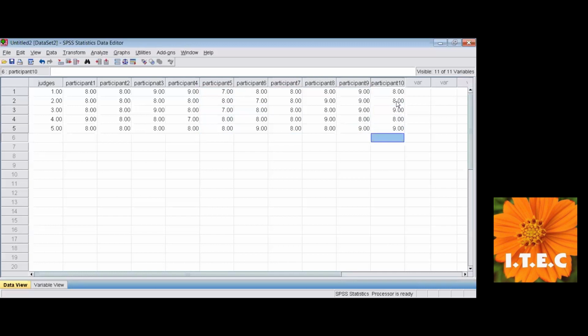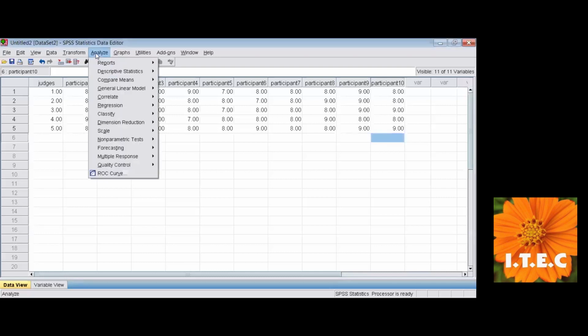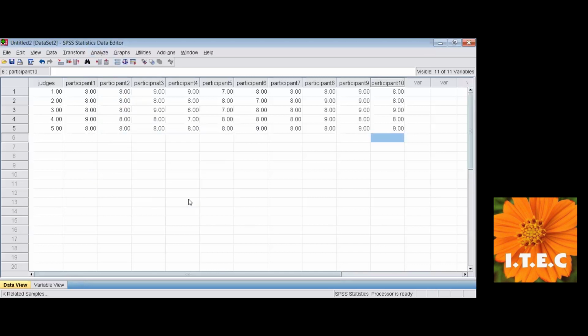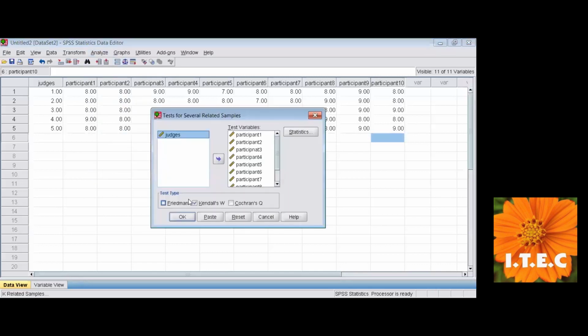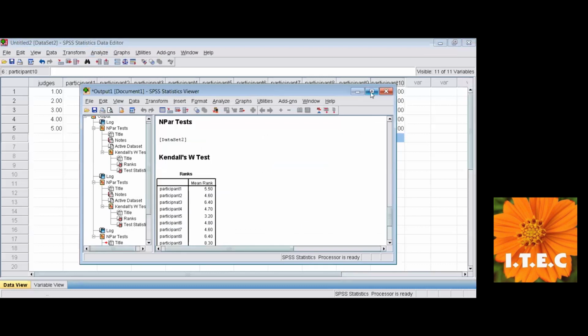Suppose this is the one. And now I will analyze. So I go to Analyze, then Non-parametric, and then K Related Samples. I have already shifted, and now here is your chi-square value.